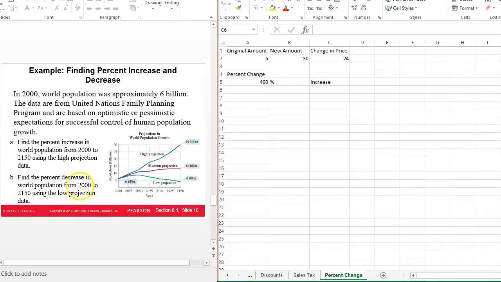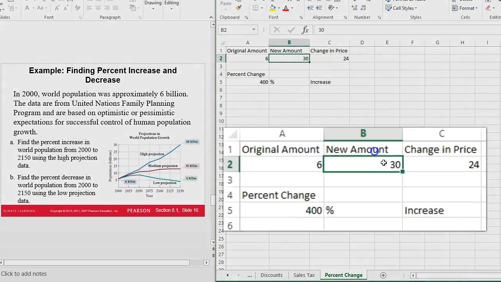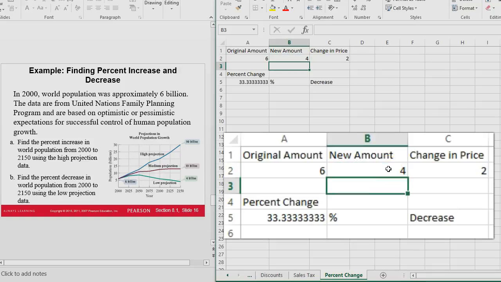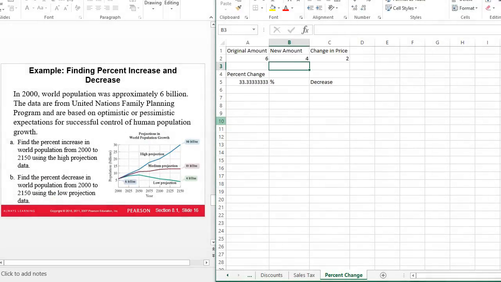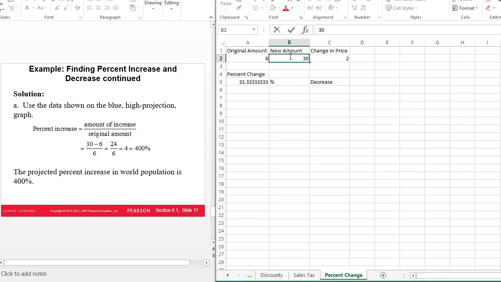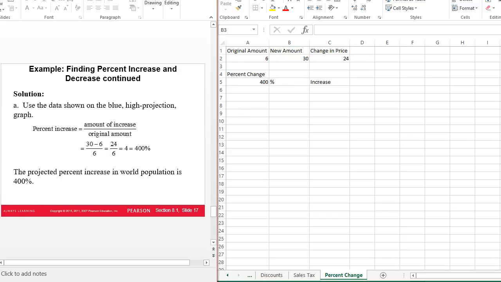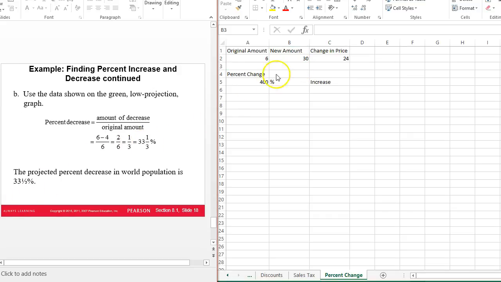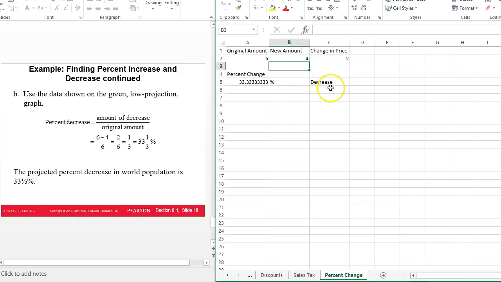Alright, so the other one says from 2000 to 2150 we started at 6 and then we went down to 4. So if we change this to a 4, notice this went to a 2. That's a 33.33% change, and it's a decrease. Okay, and so look at the solutions that we got. We got a 400% if this was 30. Alright, and it says increase, and then a 33.33% when this was a 4. Alright, and it was a decrease.